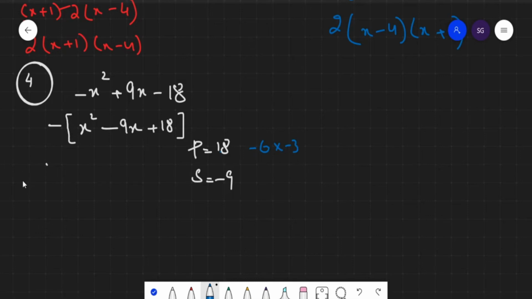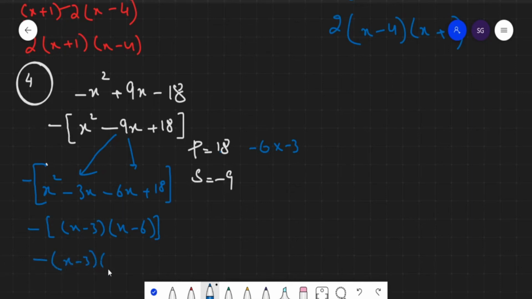So here we have negative outside the bracket, x squared as it is, and then this 9x is broken down into two new terms, which are negative 3x and negative 6x, and this 18 is carried along. And then we have 4 pairs which result in this factorization, x minus 3 and x minus 6. So you might want to remove this bracket, which is unnecessary. It's simply negative x minus 3 and x minus 6. And that's factorization done using midterm breaking.